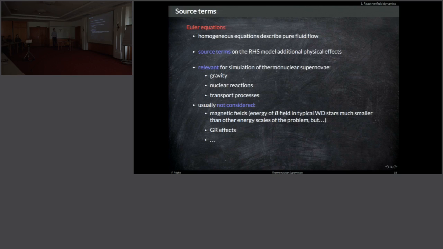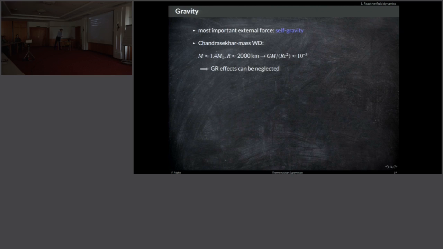Gravity is well described in the Newtonian approach. The magnetic fields of white dwarfs are usually so low that the energy in the magnetic fields is orders of magnitude lower than all the other energy scales, so one would expect these to not be dynamically relevant, although there have also been some claims that at some place they may modify turbulence and so on. So that's not completely excluded, but this is usually not taken into account in current models of thermonuclear supernovae.